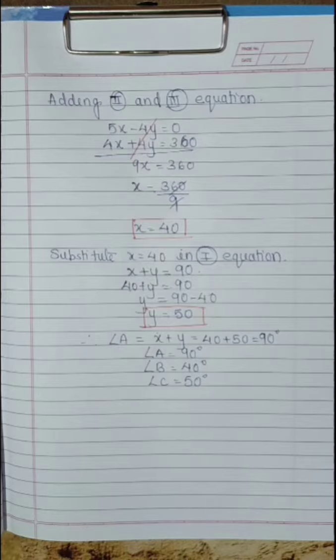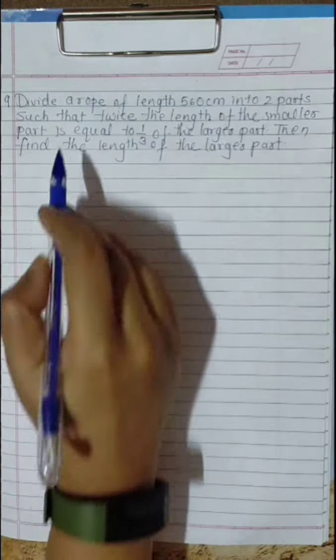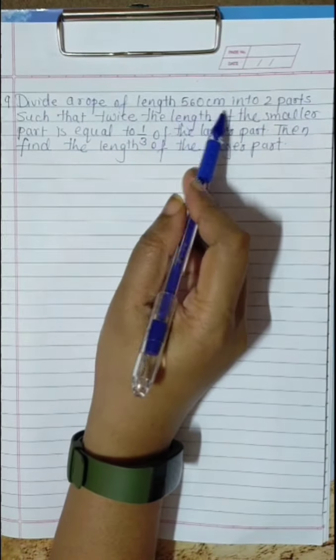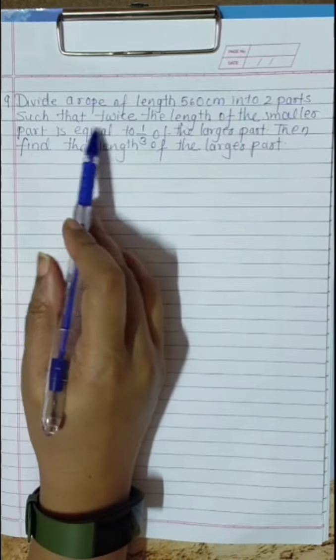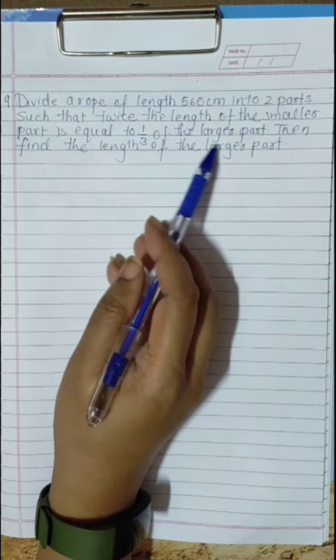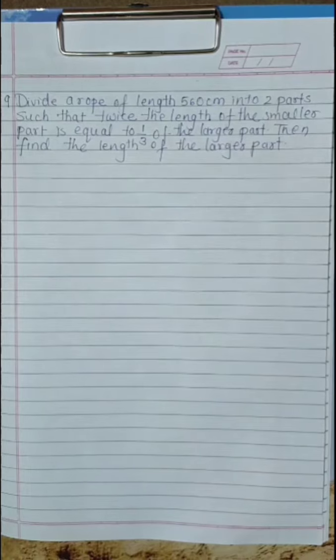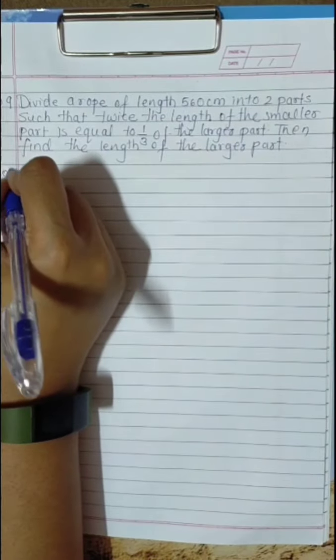Question number 8 of practice set 5.2. Now question number 9 is given. Divide a rope of length 560 cm into two parts such that twice the length of the smaller part is equal to 1/3 of the larger part. Then find the length of the larger part. So what is given? The rope of length is 560 cm and we have to divide it into two parts, so that twice the length of the smaller part is equal to 1/3. So we'll start with the solution.